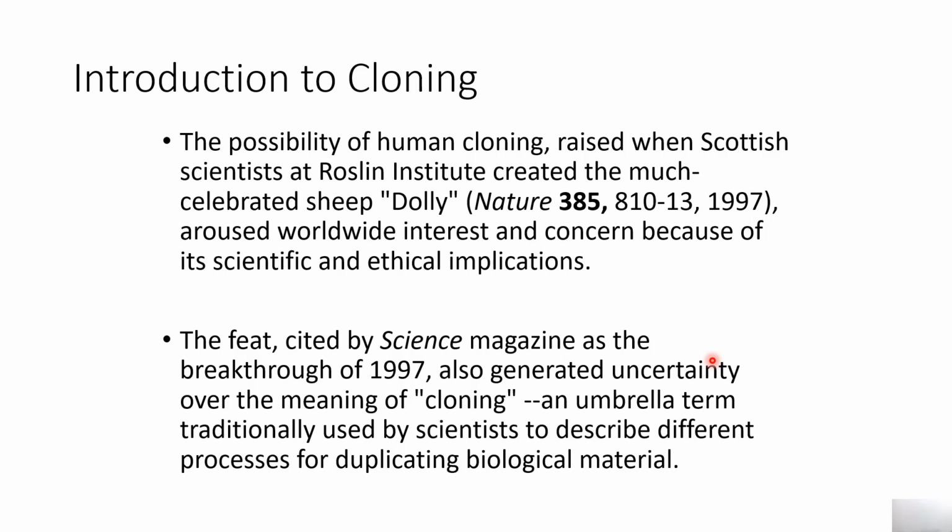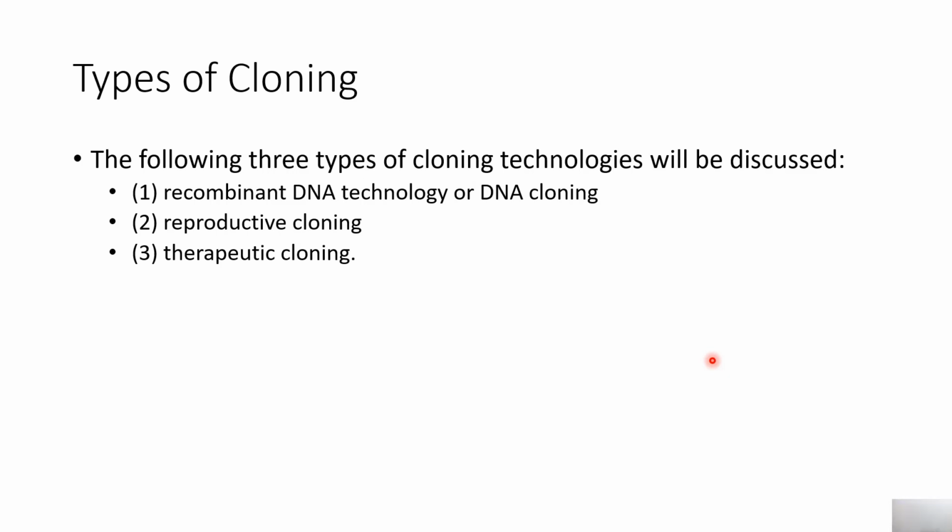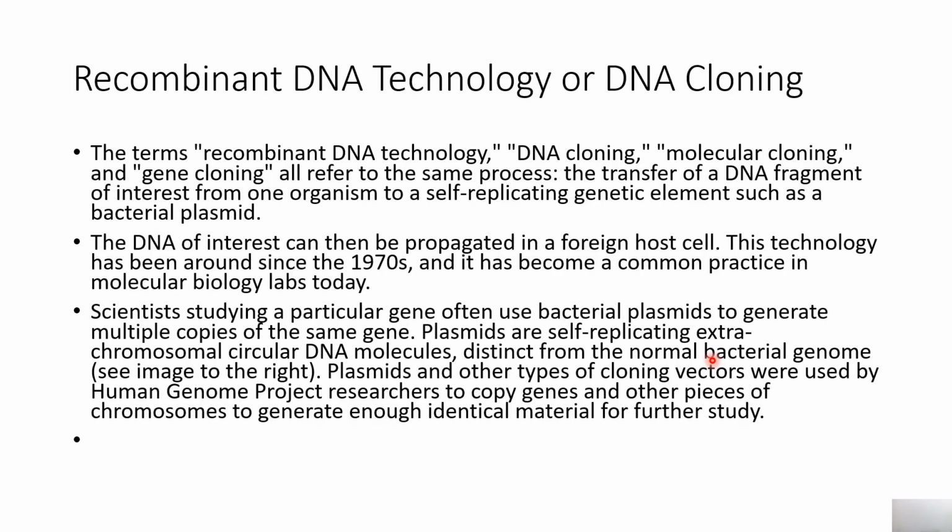This feat, cited by Science magazine as the breakthrough of 1997, also generated uncertainty over the meaning of cloning, an umbrella term traditionally used by scientists to describe different processes for duplicating biological material. So what are the different types of cloning? There are different types of cloning: recombinant DNA technology or DNA cloning, reproductive cloning and therapeutic cloning.